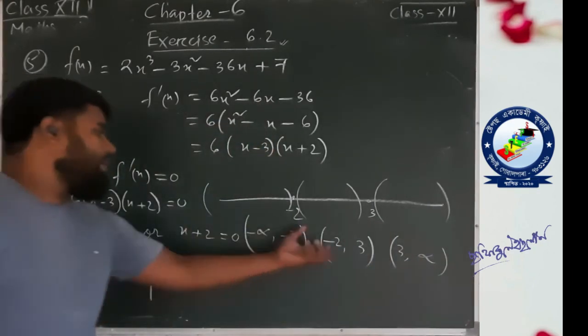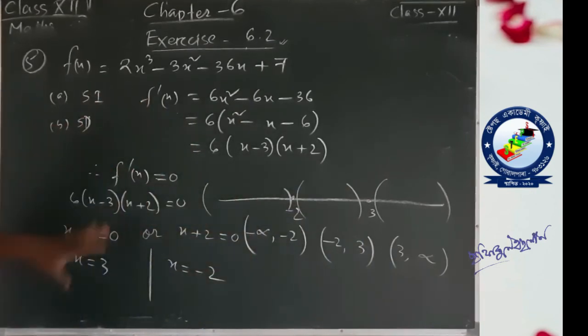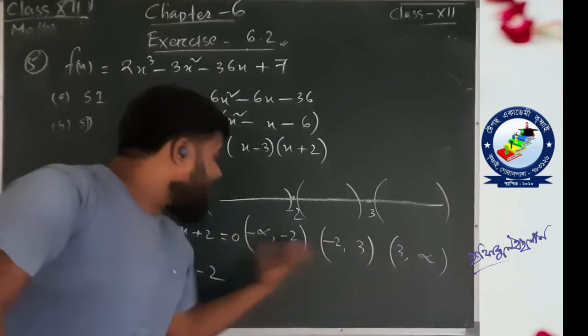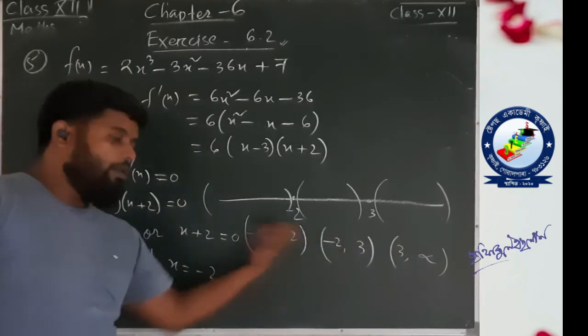Okay, open interval. Why have I taken open interval? Because at this particular point it will be 0. Now see, these are the disjoint intervals. What? Disjoint.